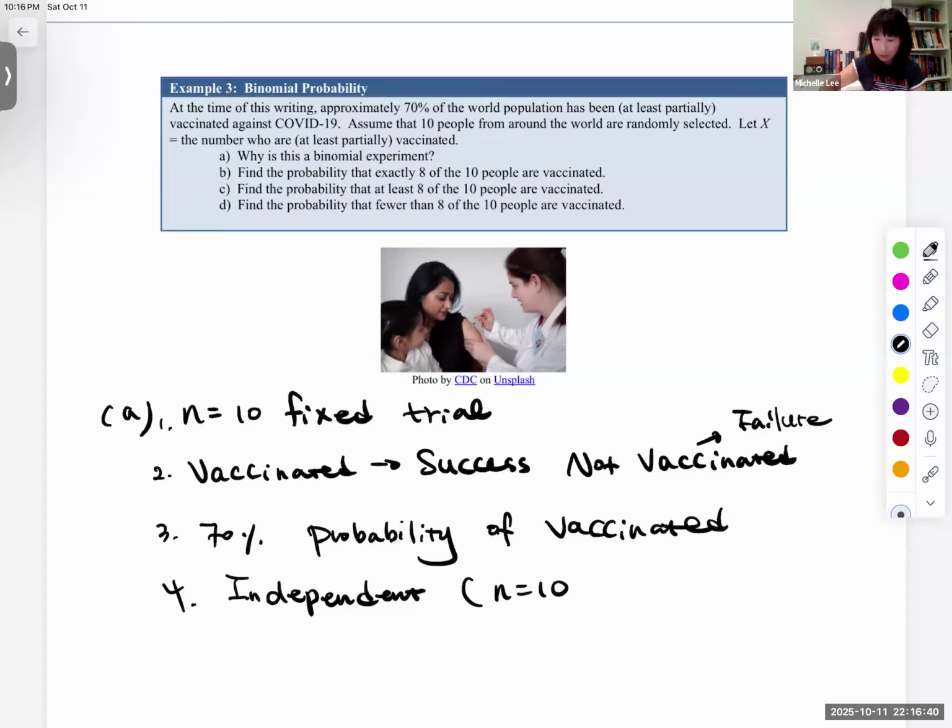So a very, very tiny chance. How many people are in the world? It's not four, it's 8 billion, more than 8 billion. So we pick only 10, right? So it's practically impossible for one outcome to affect the other outcome. Make sense to you? Okay.